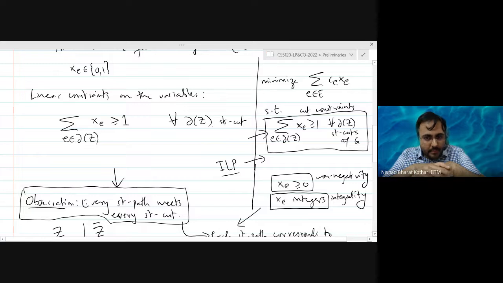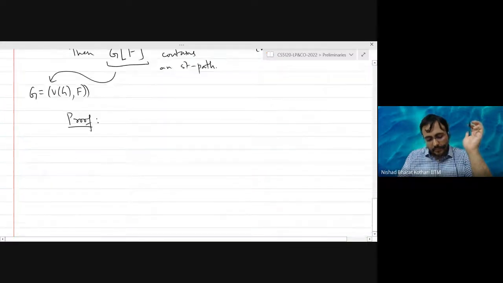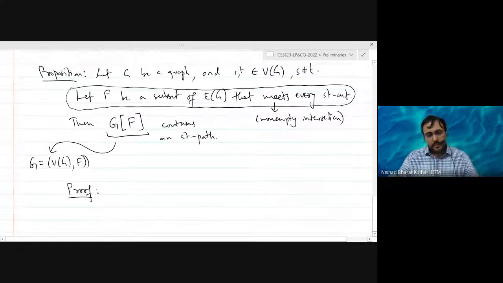Okay? So it's not an exact formulation like we had in the case of perfect matchings. In the case of perfect matchings, the solutions to the integer linear program and the perfect matchings of the graph were in exact one-to-one correspondence. But here, that's not going to be the case. Are there any questions or concerns at this point? Does everybody see why we are proving this proposition?